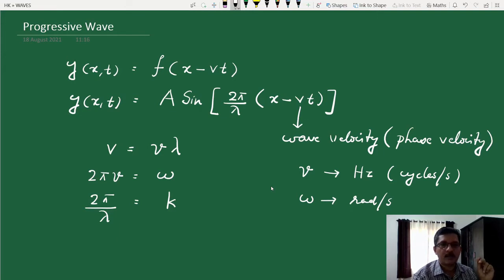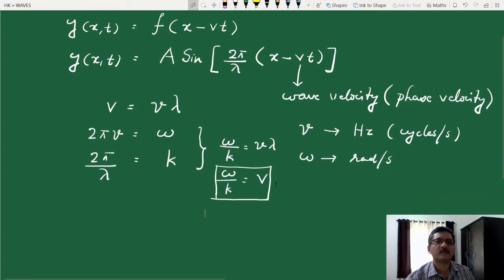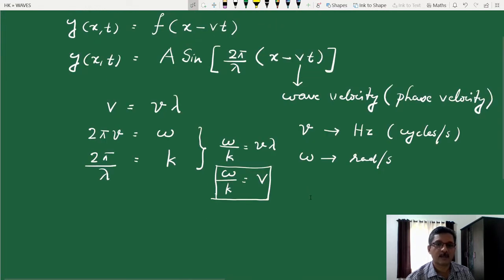So this omega and k can be connected. If we calculate omega by k, then what you get is nu lambda. We know that frequency times wavelength is phase velocity, so we have a relation: omega by k is the expression for phase velocity. Phase velocity you can either express in terms of frequency and wavelength as nu times lambda, or in terms of angular frequency and wave number as omega by k.